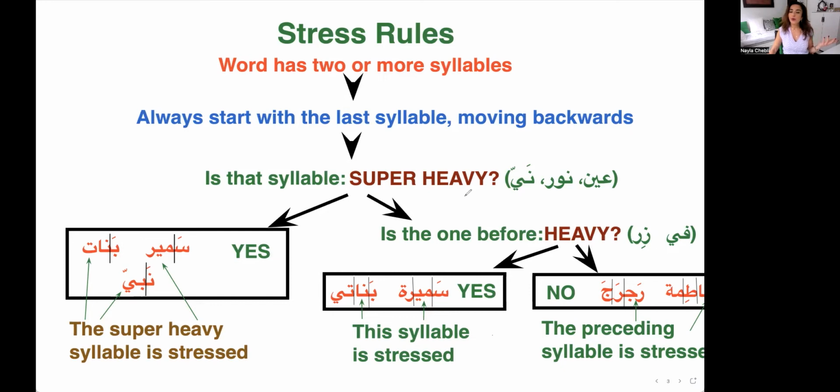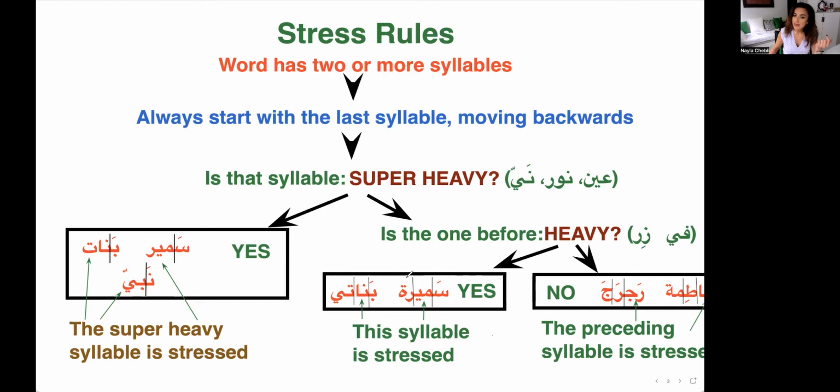Okay, so I started with my last syllable. I asked, is it super heavy? If the answer was yes, that's where my stress lies, on the super heavy syllable. If my answer is no, then I move on to the syllable before the last one. And I ask again, is that syllable heavy? A reminder what heavy is: consonant followed by a long vowel, or consonant, short vowel, consonant. So, is the syllable preceding the last one heavy?